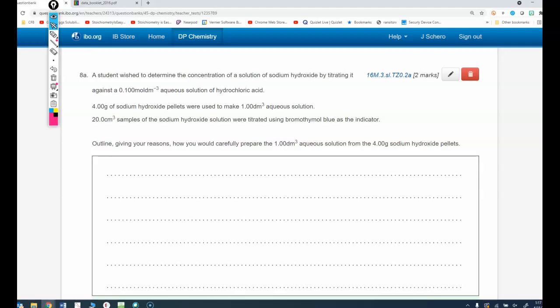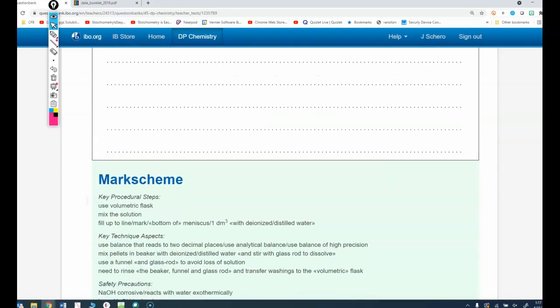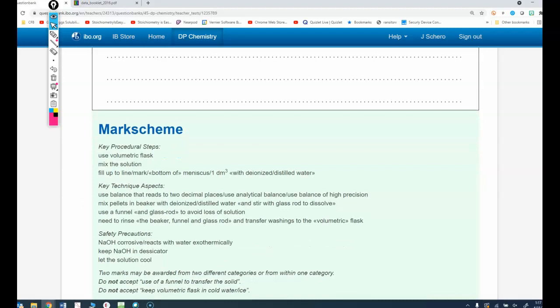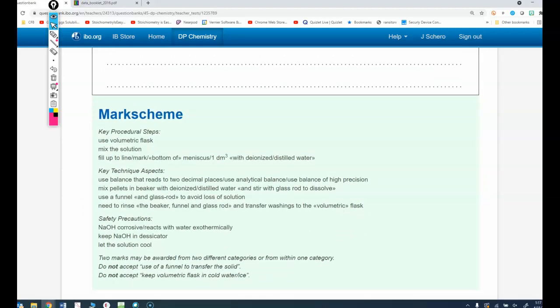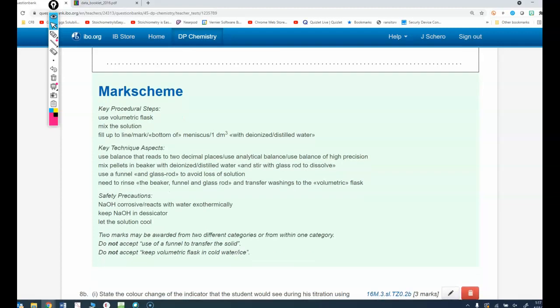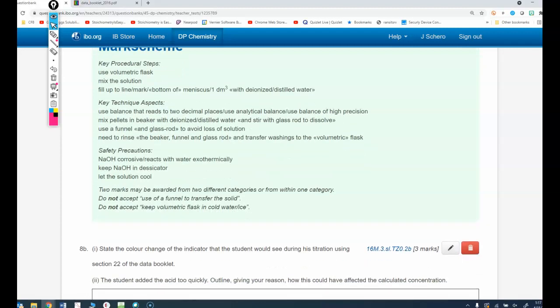So I would, so let's just look at what IB would like you to see. Key procedural steps: use a volumetric flask, mix the solution, fill up to the line of the mark. Use the balance that reads to 2 decimal places for the mass. Mix pellets in the beaker of deionized water and stir with glass rod. Use a funnel to avoid the loss of solution. So just really common sense sort of things here.